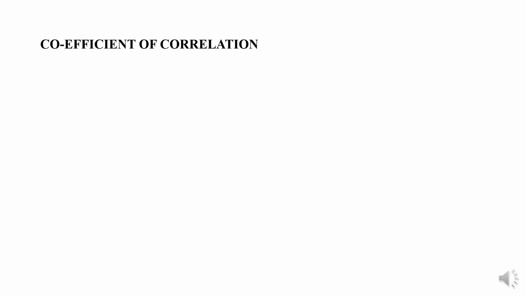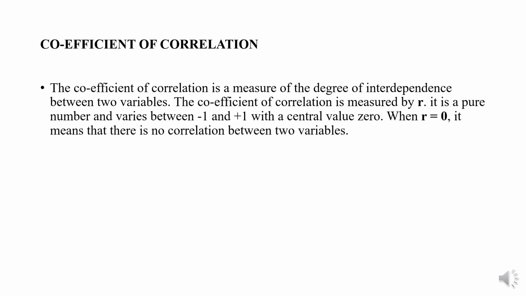Next we discuss the coefficient of correlation. The coefficient of correlation is a measure of the degree of interdependence between two variables. It is measured by R. It is a pure number and varies between -1 and +1 with a central value 0. When R equals 0, it means that there is no correlation between the two variables.